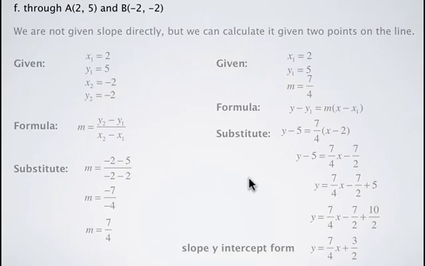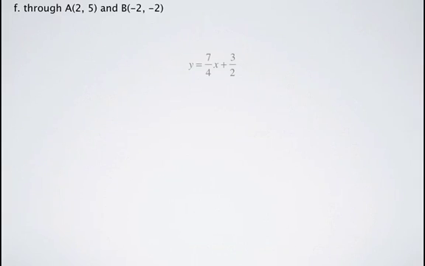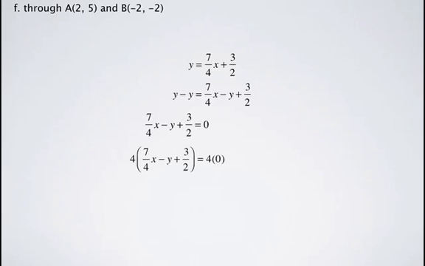Next, to find the equation in standard form, we're going to take our answer we got previously, and first thing we're going to do is subtract y from both sides. Now, we're going to switch this around, so we end up with 7 over 4x minus y plus 3 over 2 is equal to 0. And what we have to do next is multiply everything so that we get rid of the fractions. And what we're going to multiply by is the lowest common denominator, which is 4.